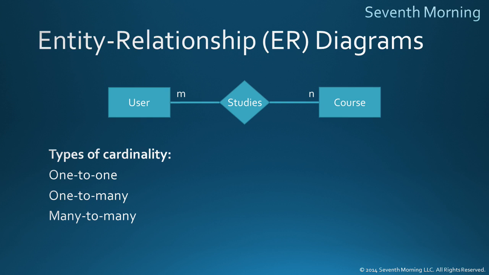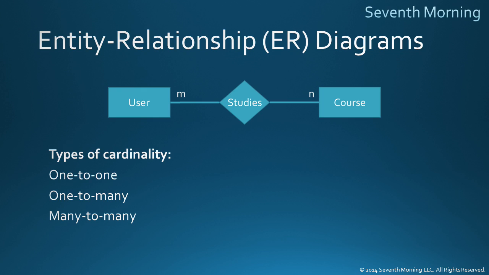Generally, we have three different types of relationships. We have one-to-one relationships, one-to-many relationships, and many-to-many relationships. One-to-one relationships are when there is a single instance of one entity, which has a relationship to a single instance of another entity. One-to-many relationships are when there's a single instance of an entity, which can have a relationship with many instances of another entity. And many-to-many relationships are when there are many instances of an entity that are related to many instances of another entity. That's a mouthful.